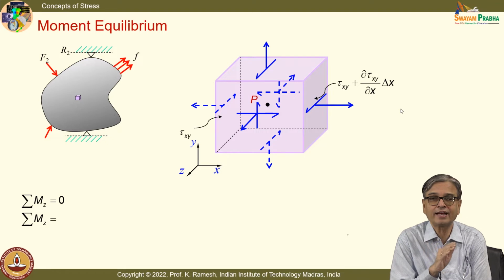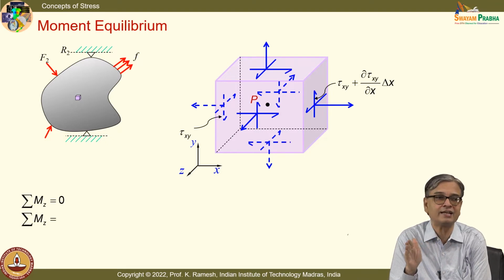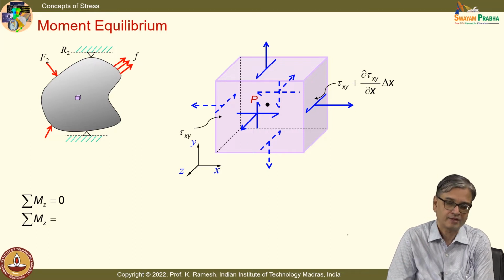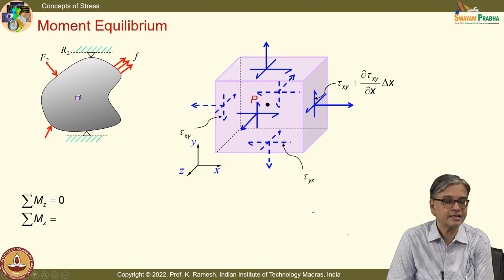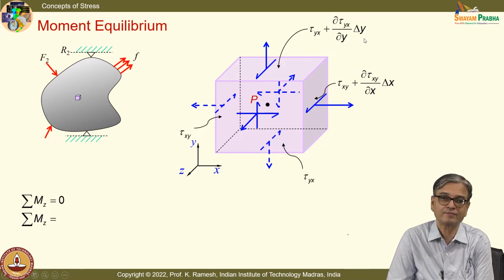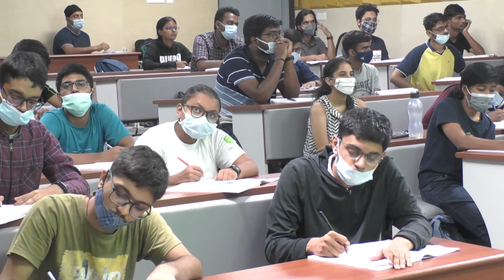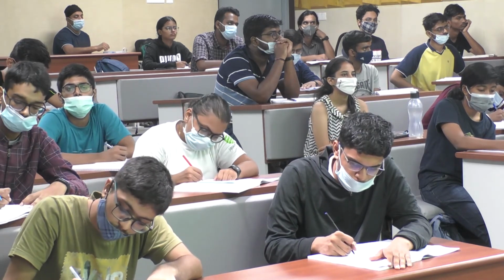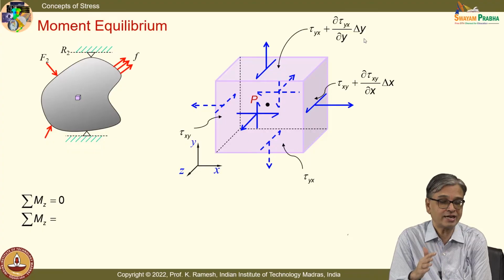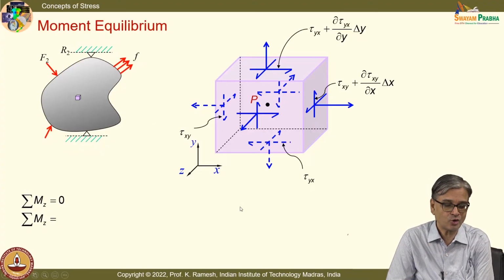So when I look at the negative plane and the positive plane, the quantities will vary as a function of distance. On similar lines, I can also write what is tau yx, and this is tau yx plus dou tau yx by dou y into delta y. So you should know where to put dou by dou y, where to put dou by dou x. That comes from the appreciation of what we have discussed earlier.